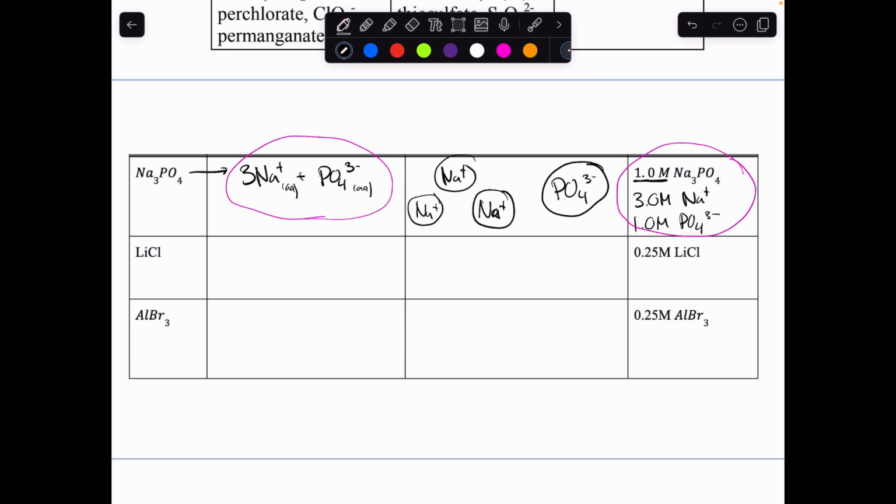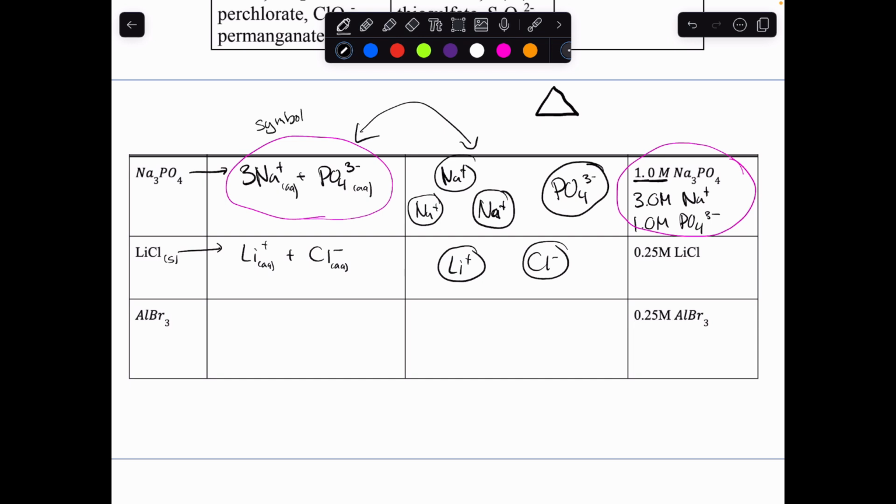Okay, LiCl is going to break up into a 1-to-1 ratio. So we just get Li+ and Cl-. Once again, this column and this column are showing you the same thing. I'm just trying to help you connect the whole chemistry triangle together, right? This is the symbolic side and this would be our molecular view side. All right, so since it's 0.125 and we have a 1-to-1-to-1 ratio, then that means it's 0.25 for Li+ and 0.25 for Cl-.